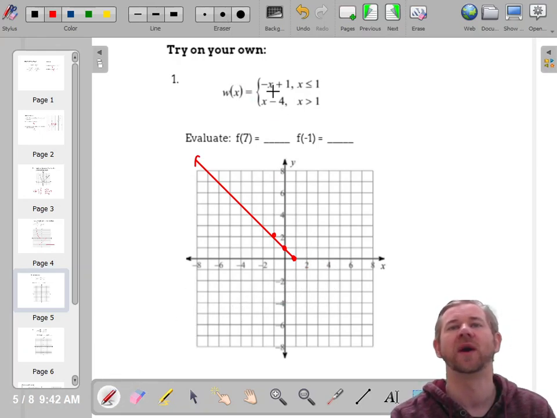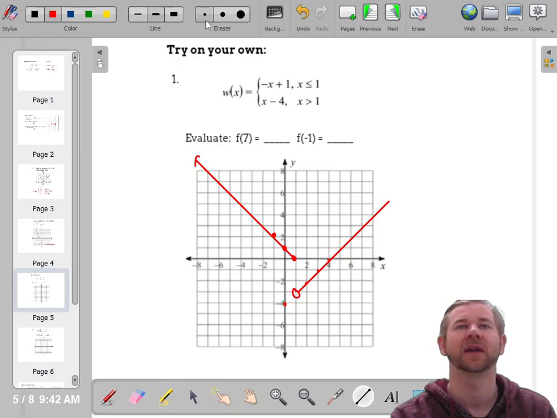The other line, the y-intercept is -4, and you go up 1 over 1. So it looks like this, but we're only going to use that when it's greater than 1. So when x is 1, I'm going to put an open circle, and I'm going to go to the right like that. Okay, and I can erase this point.